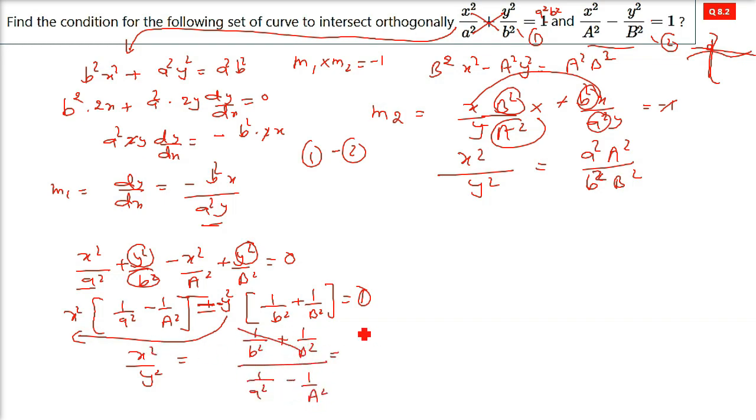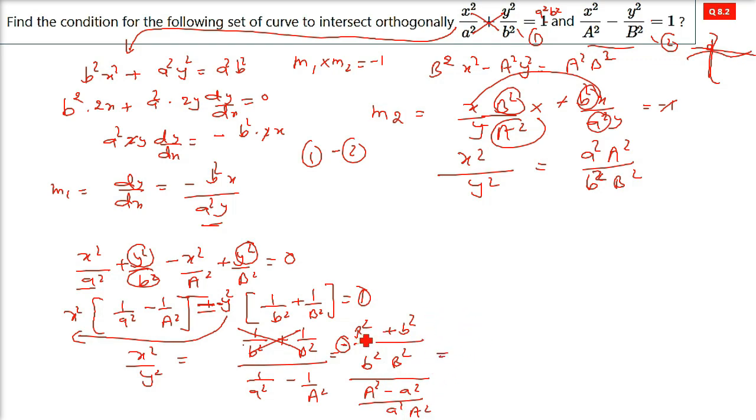And this is a negative sign, please remember that. Now take the LCM: b square plus b square by b square. Whenever I am saying the second b, just assume it to be capital B. Now same here, a square minus a square divided by a square into a square, that is the smaller a square into capital A square. So what do we get?